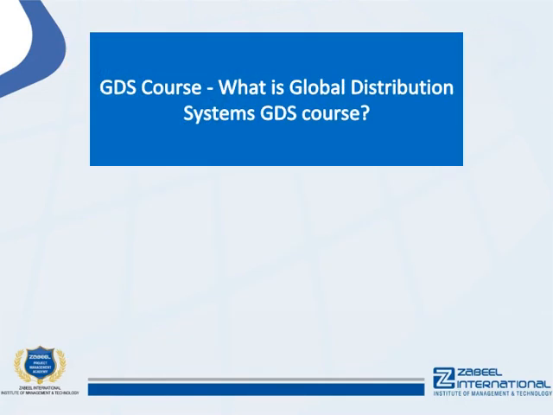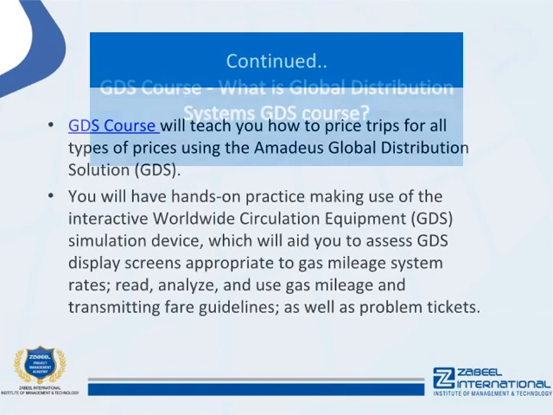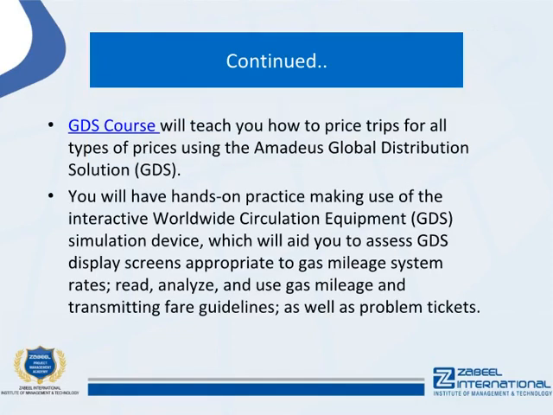GDS Course. What is the Global Distribution Systems GDS Course? The GDS Course will teach you how to price trips for all types of fares using the Amadeus Global Distribution System, GDS. You will have hands-on practice using the interactive Global Distribution System simulation tool, which will help you assess GDS display screens relevant to mileage system fares, read, analyze, and apply mileage and routing fare rules, as well as issue tickets.